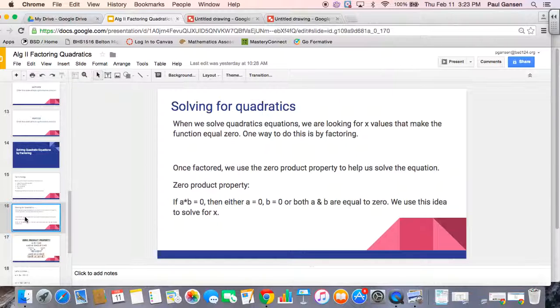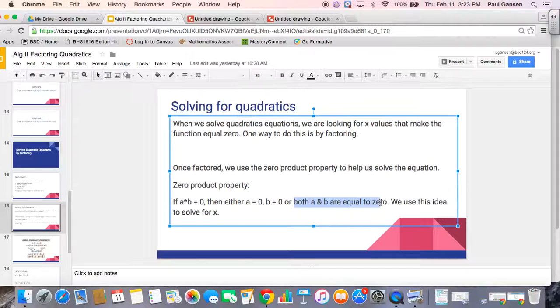I will describe this better in just a moment, but what the zero product property tells us is, if we have two things that are multiplied together to equal 0, then one of them has to be 0. Either A equals 0, B equals 0, or both A and B equal 0. We're going to focus on this idea of A and B equaling 0, and use it to solve for x.